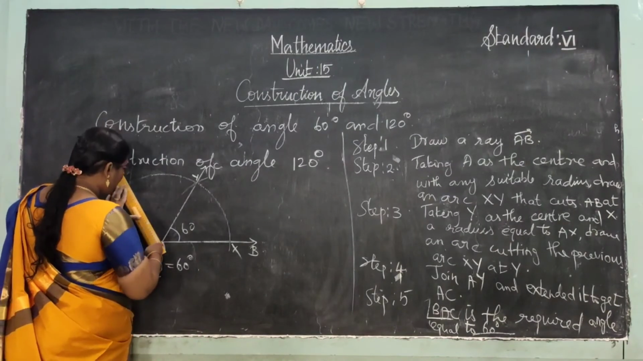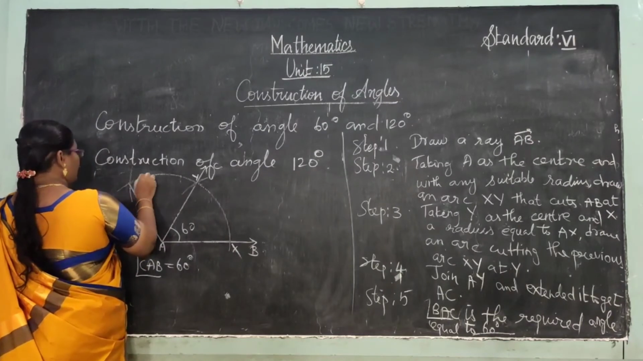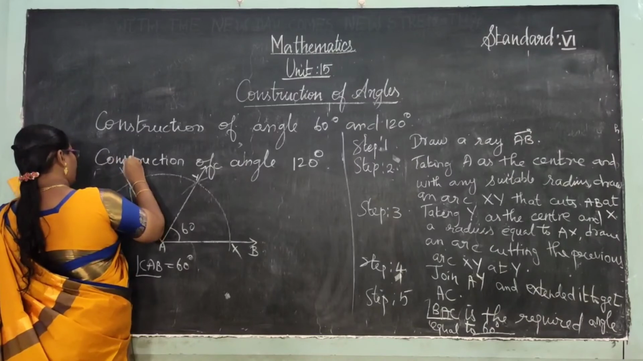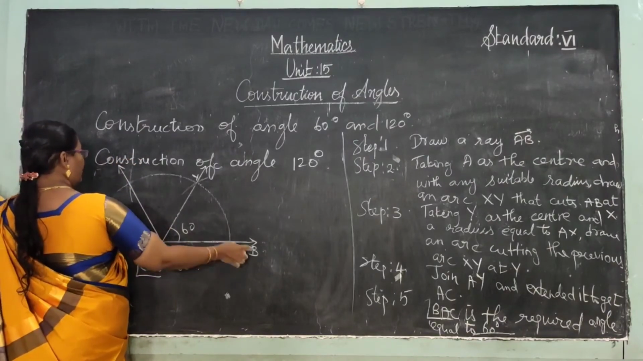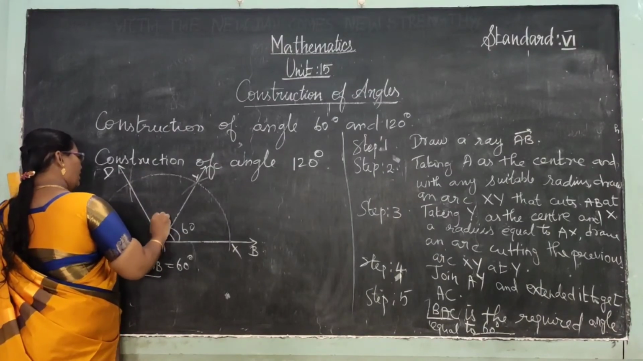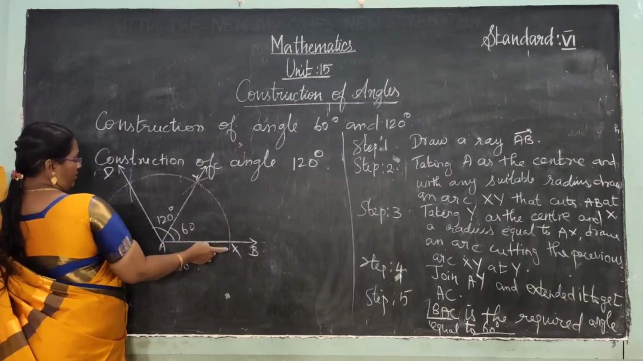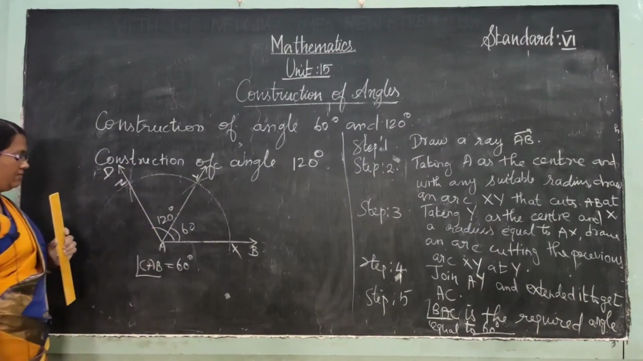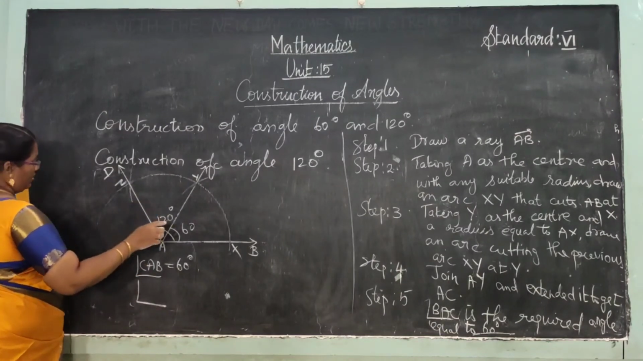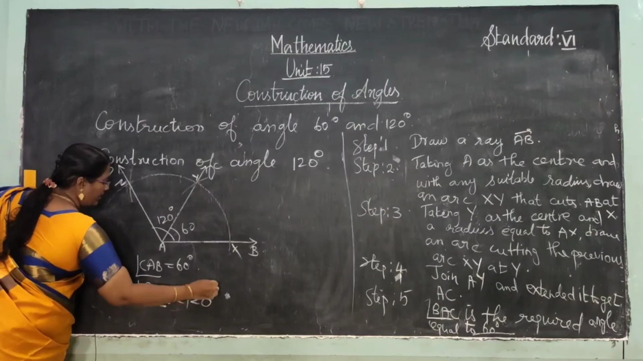So join this. So ABC, we have considered D. This angle is 120 degree. The intersecting arc is denoted by X, Y, Z. So the angle DAB is equal to 120 degree.